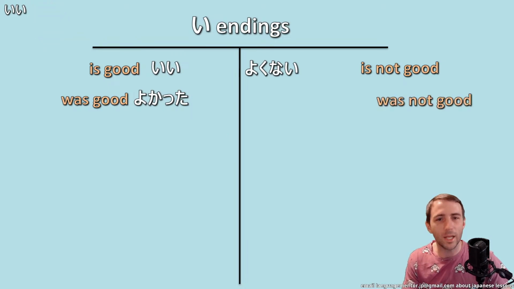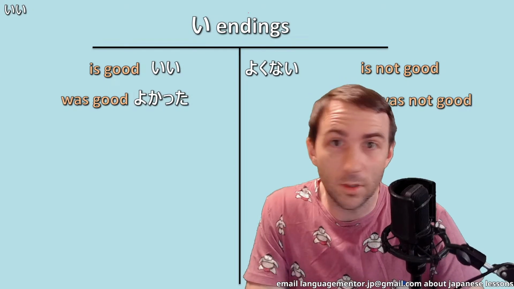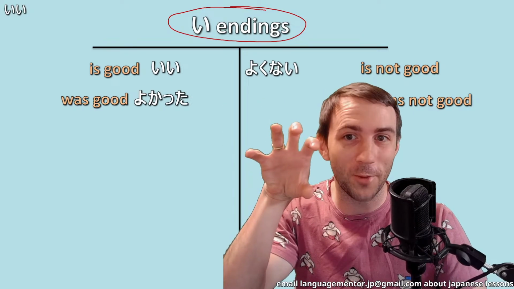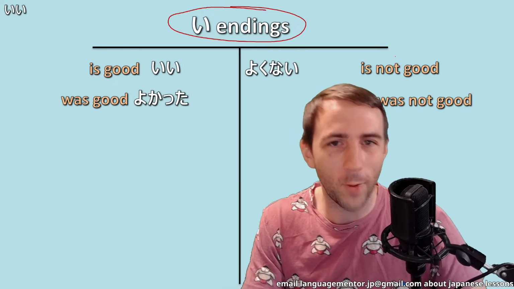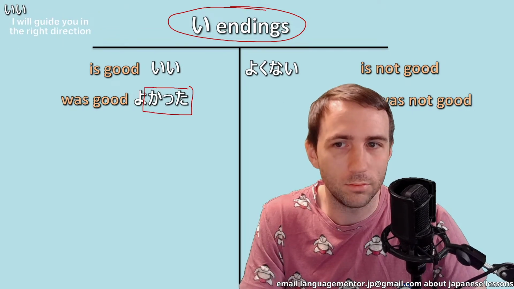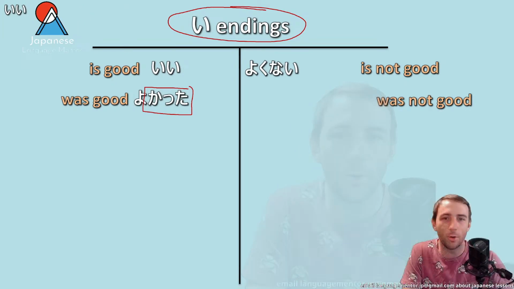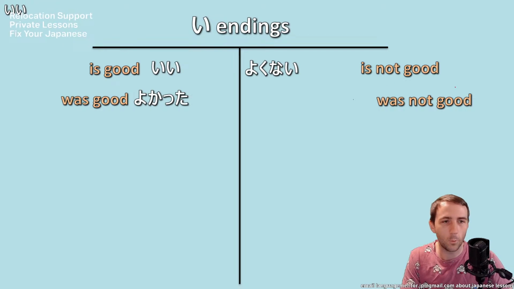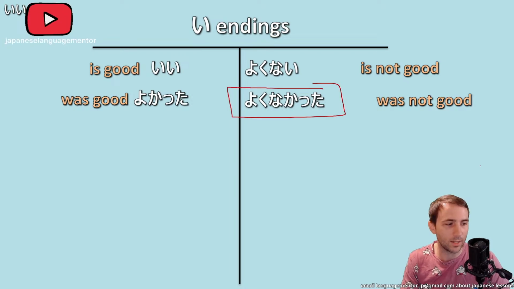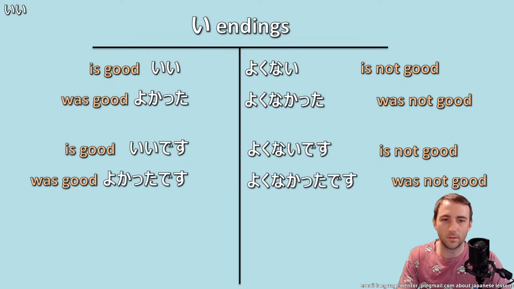Nothing is changing. We're getting better at identifying what an E adjective is. This is key. Newsflash, E endings don't always end in E. That's their base form. But if we want to recognize them anywhere and in any tense, we have to know they look different sometimes. Oh, it's conjugated. We got to know that. Okay, was not good would be yoku nakatta. Yoku nakatta. Now, how do we make it polite? Des.